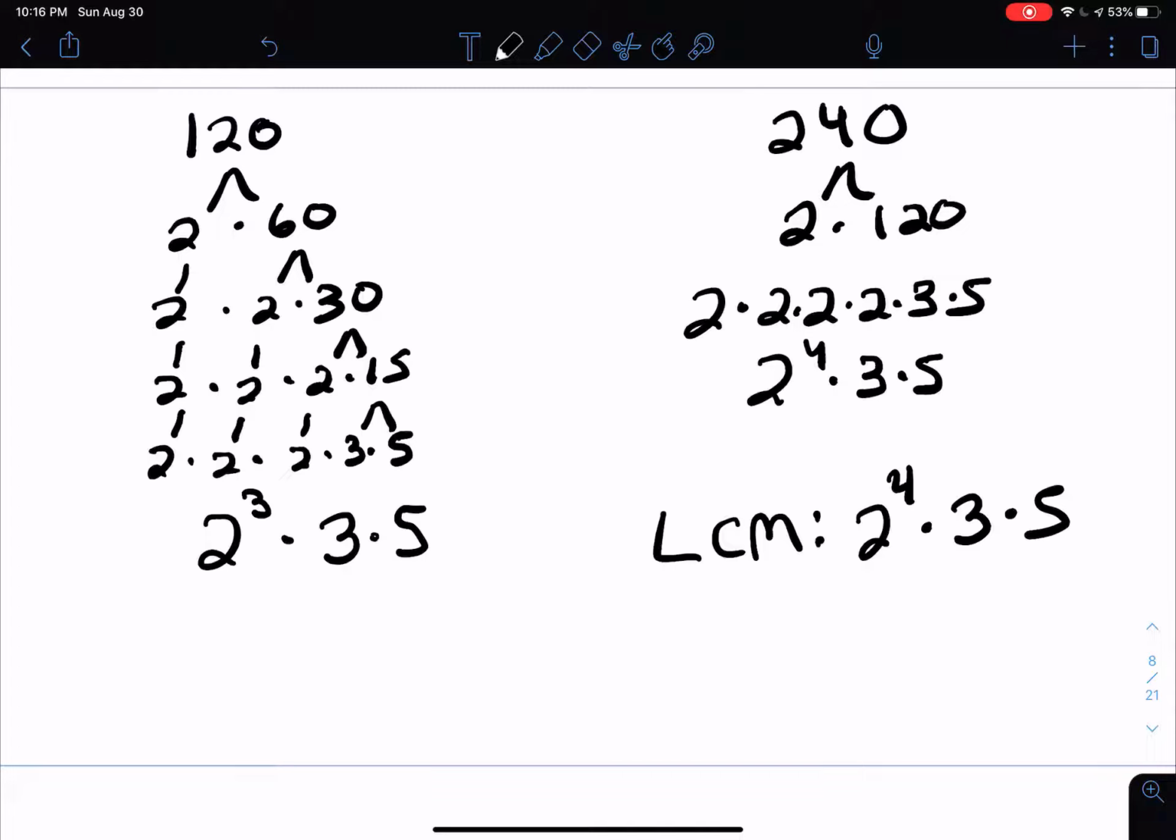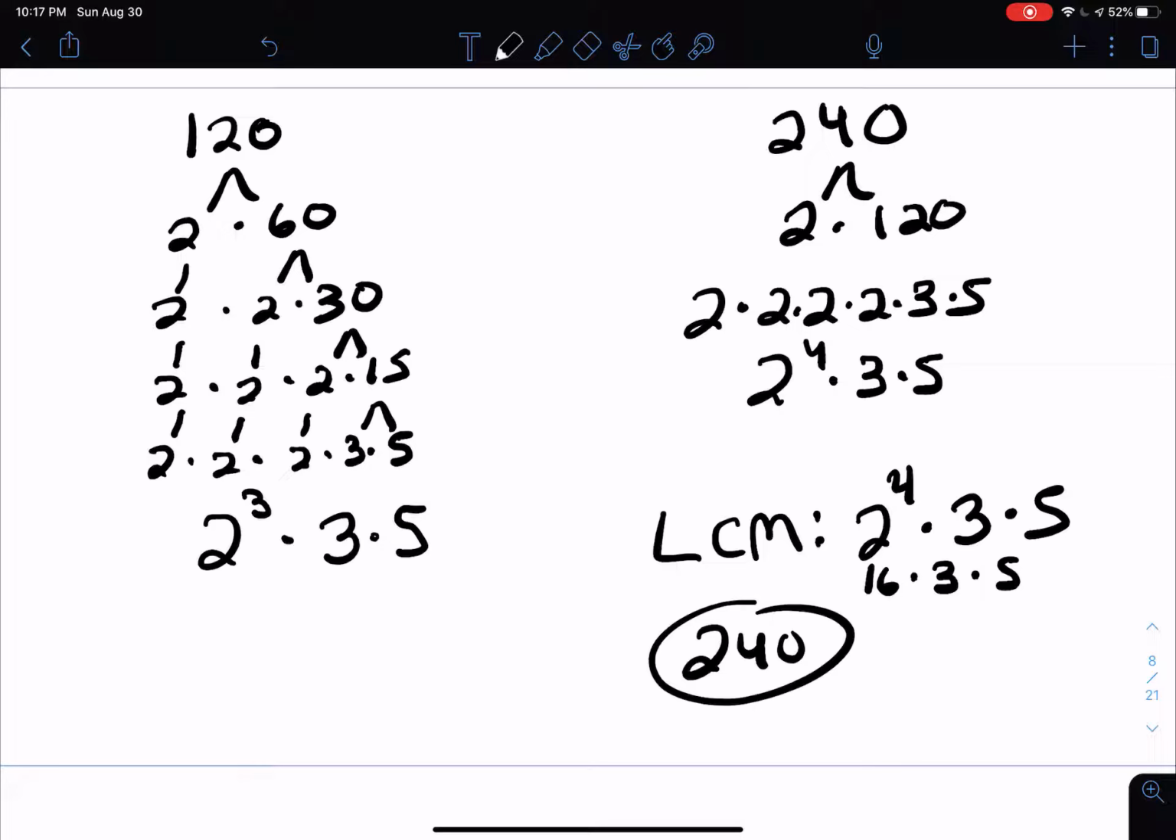So multiply all that together. Let's see, 2 to the 4th is 16. 16 times 3 is 48. 48 times 5 is 240. So the LCM of 120 and 240 is 240. So there's that one. Cool, huh?